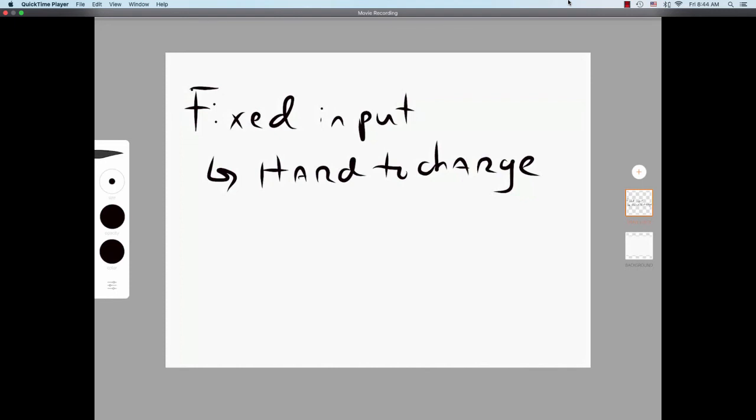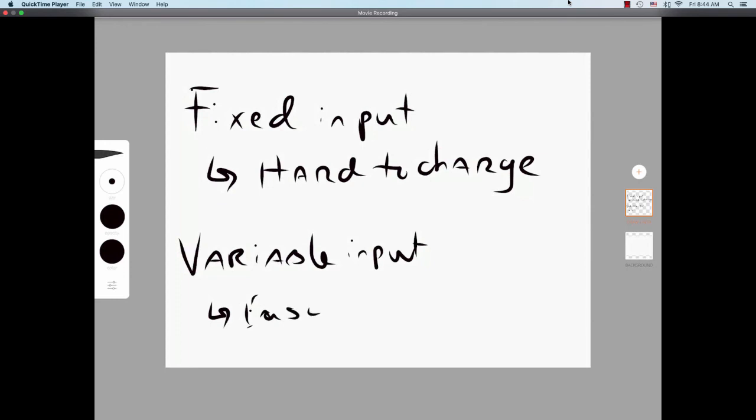So fixed inputs are things that are hard to change. Variable inputs, on the other hand, are easy to change. These are easy to change, and usually when we look at a relatively simple production function, our fixed input is the capital and the variable input is the labor.